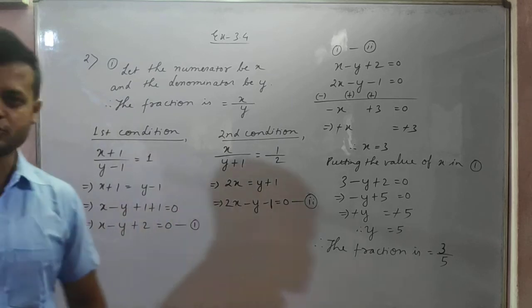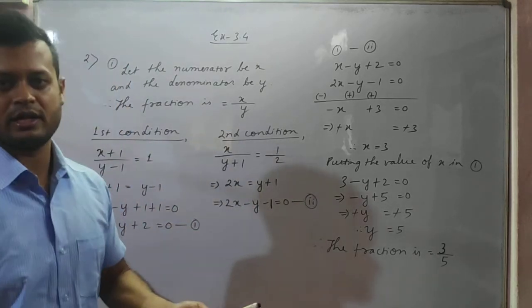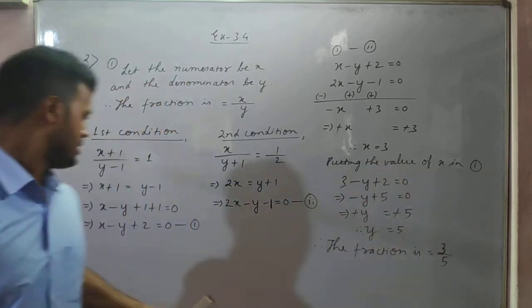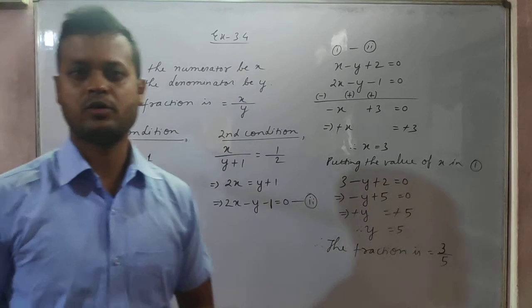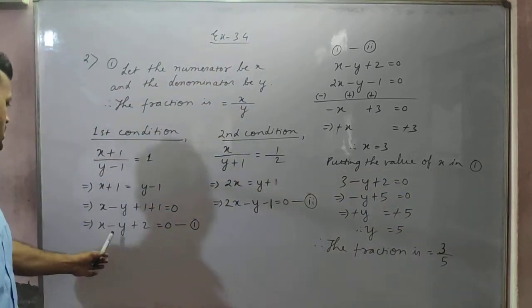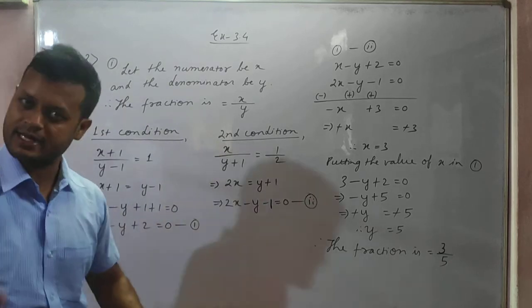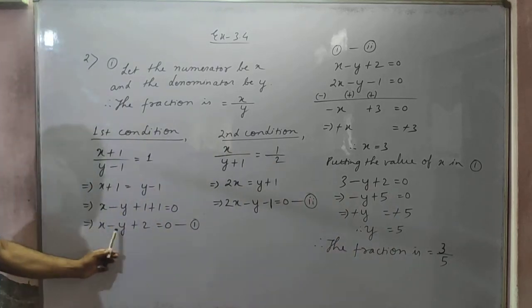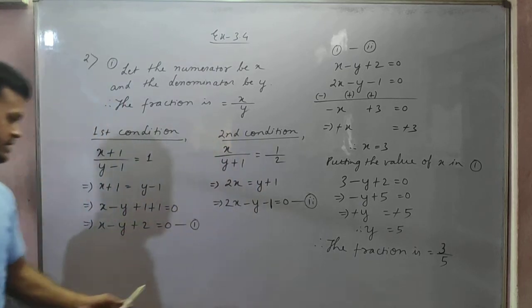Now here before x 1 is there, here before x 2 is there. 1 and 2 LCM is 2. Here before y 1 is there, here also before y 1 is there. 1 and 1 LCM is 1. So that is very simple. I want to eliminate y because before y only 1 is there. So I don't need to multiply anything. Directly we can eliminate this.